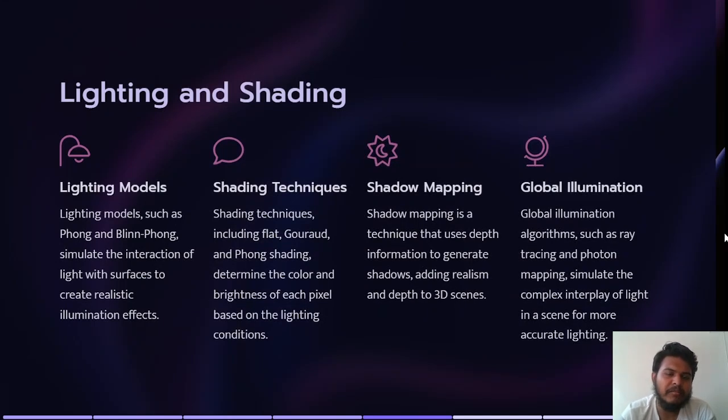Lighting and shading. Lighting models such as Phong and Blinn-Phong simulate the interaction of light with surfaces to create realistic illumination effects. Shading techniques. Shading techniques include flat, Gouraud, and Phong shading. They determine the color and brightness of each pixel based on the lighting condition. Shadow mapping. Shadow mapping is a technique that uses depth information to generate shadows, adding realism and depth to 3D scenes. Global illumination. Global illumination algorithms such as ray tracing and photon mapping simulate the complex interplay of light in a scene for more accurate lighting.